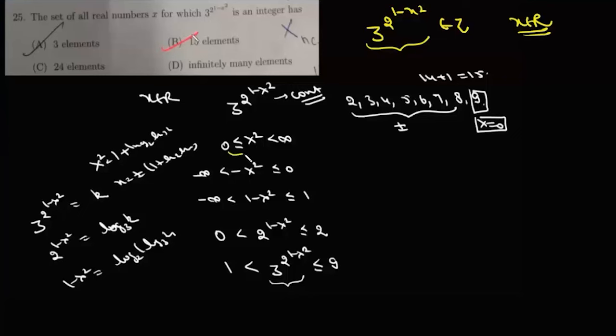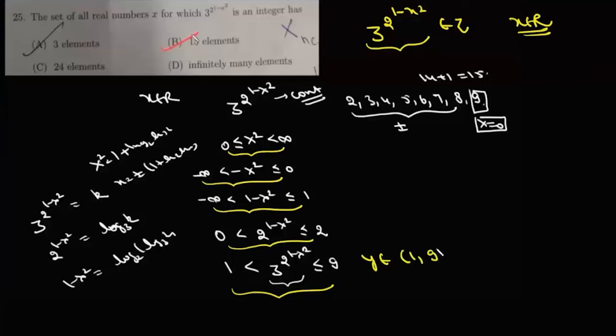We know that x square lies between 0 and infinity, minus x square will lie between minus infinity and 0, 1 minus x square will lie between minus infinity and 1, 2 to the power 1 minus x square will lie between 0 and 2, and 3 to the power 2 to the power 1 minus x square will lie between 1 and 9. So the range of this function is from 1 to 9. So this y belongs to 1 not included to 9 included. Now what are the integral values possible?